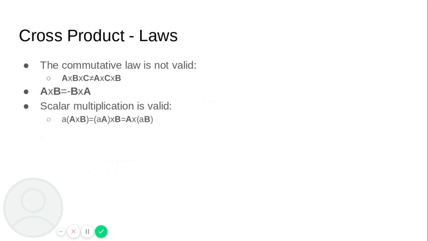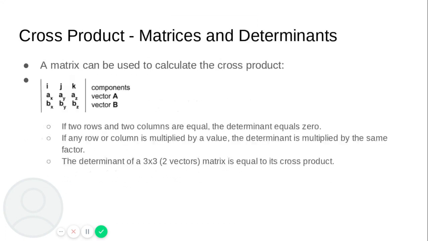But scalar multiplication is valid. So if you have a scalar, for example, a times the vectors A cross B, you can put that scalar in anywhere and it will remain the same.